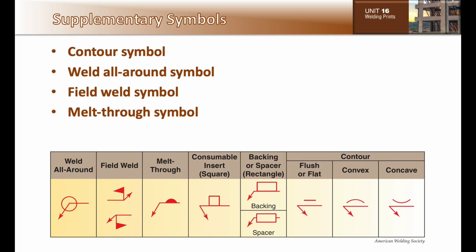Here are some other supplementary symbols used in welding. The contour symbols: flush, convex, or concave. The all-around symbol. A field weld, very common in construction. And the melt-through symbol.